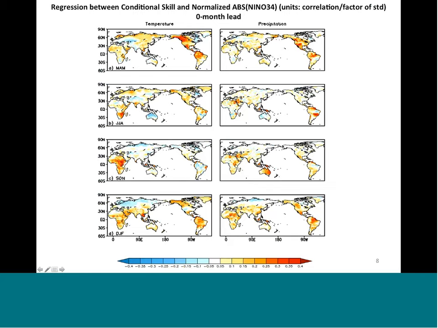So, for example, in March, April, and May, in the spring over North America, we see quite a strong relationship. We also see that in precipitation, and this kind of makes sense in the areas where we would expect there to be high skill associated with ENSO.